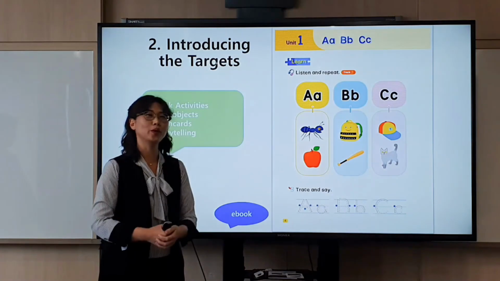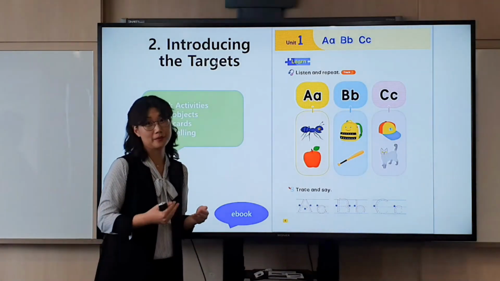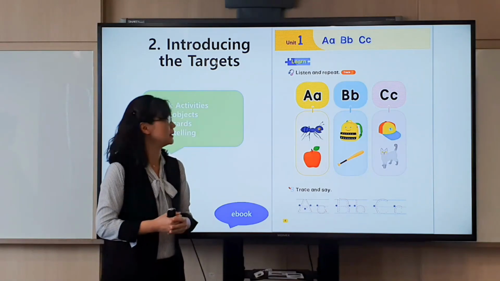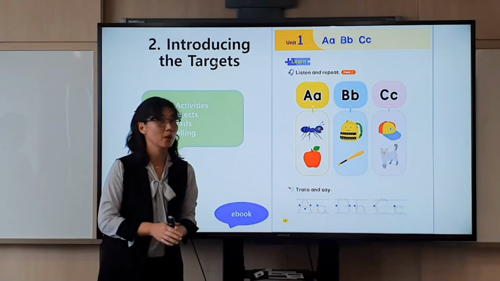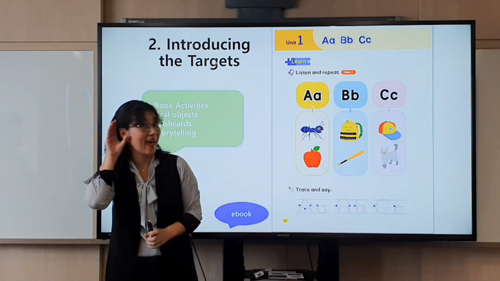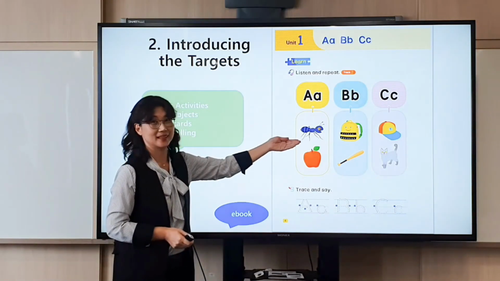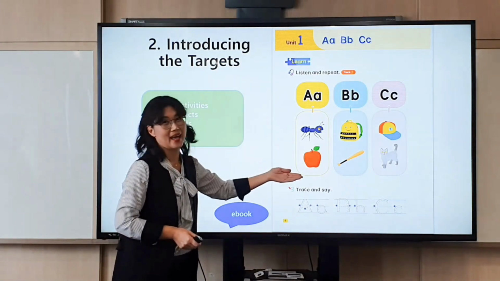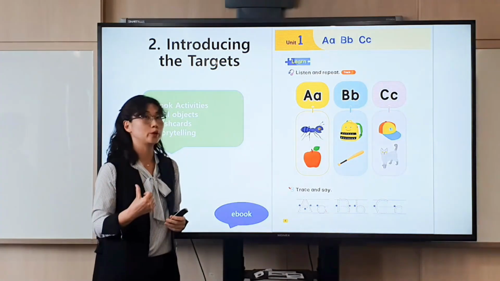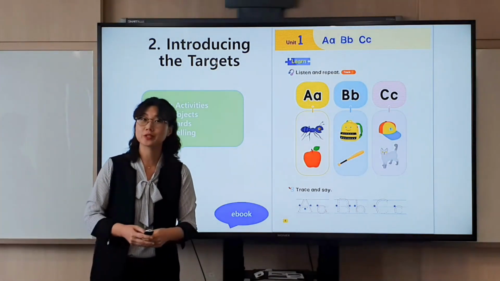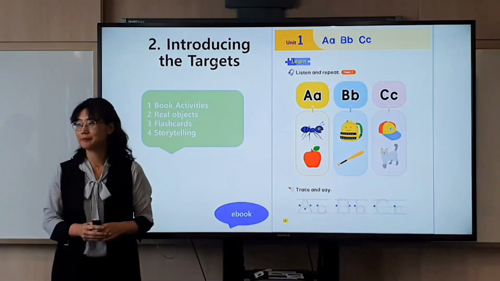If you point to A, some students will say A, if they already know the alphabet. Then you can say, oh yes, this is A. But what sound? A. A. A. Ant. A. Apple. Or you can use the audio tracks, or you can use the ebooks. So let's listen to the sound.